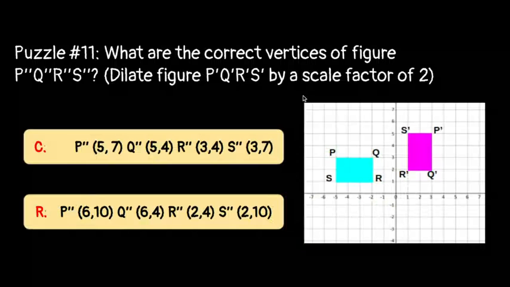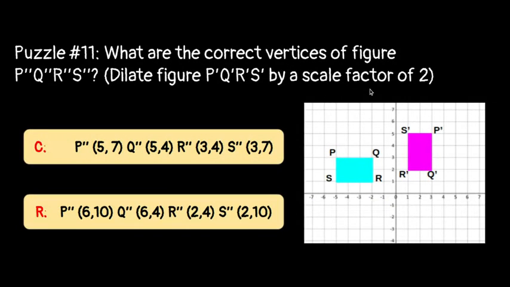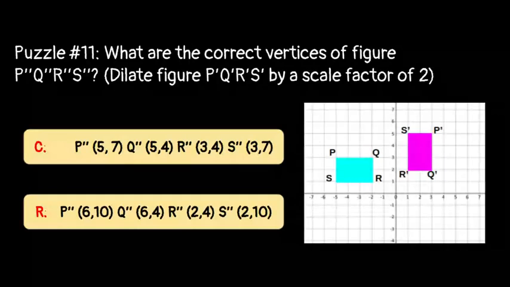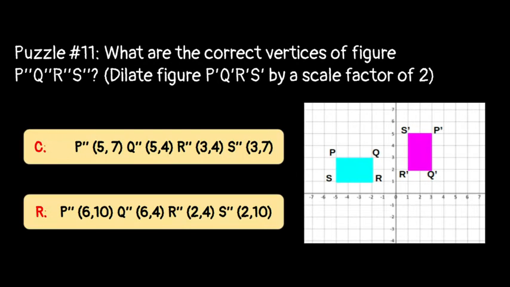Next, we have puzzle 11, which says, what are the correct vertices of figure P double prime, Q double prime, R double prime, and S double prime? Remember, that means we are dilating our figure P prime, Q prime, R prime, S prime by a scale factor of 2. And again, what do we have to do when we dilate by a scale factor? Yes, so we multiply. So we're going to take P prime, which is at 3, 5, and take each of those points and multiply them by 2. So 3 times 2 is 6, and 5 times 2 is 10. So our P double prime will be located at 6, 10.